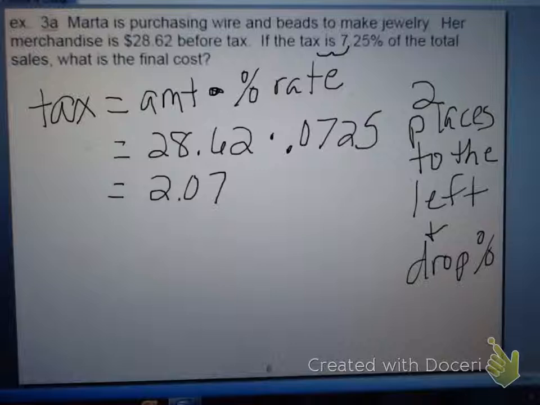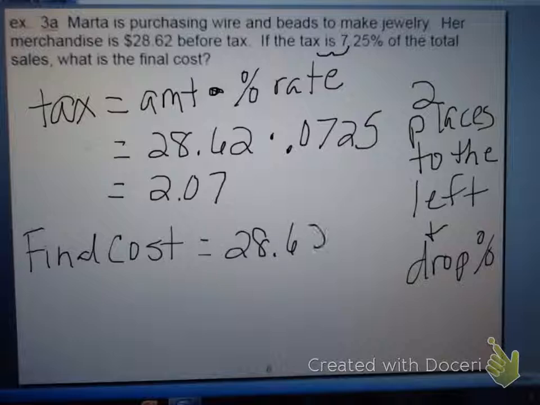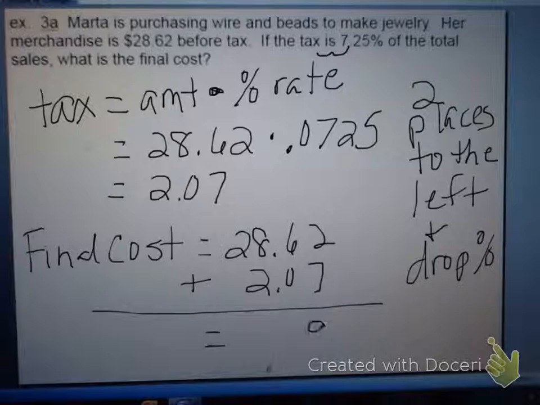Now, to get the final cost, you add the amount, $28.62, plus the tax, which is $2.07. And you get $30.69.